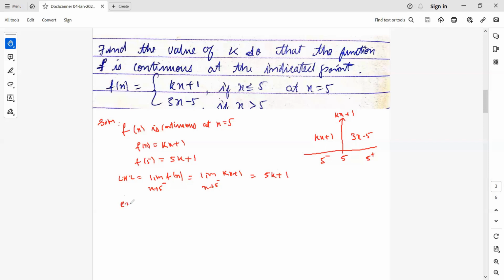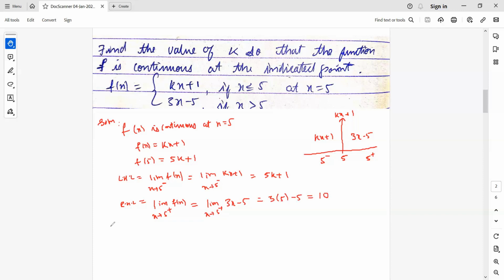Next, we need to calculate the RHL. RHL is the limit of f of x as x tends to 5 plus, so greater than 5. When x is greater than 5, the value of the function is 3x minus 5, as x tends to 5 plus. Replace x with 5 after taking out the limit. So 3 into 5 minus 5. So 15 minus 5, it will be equal to 10.